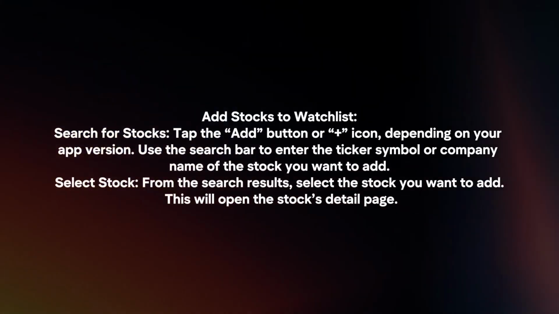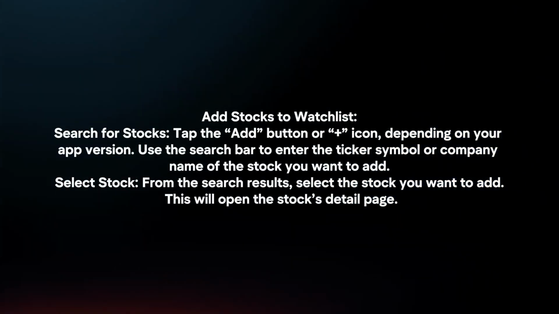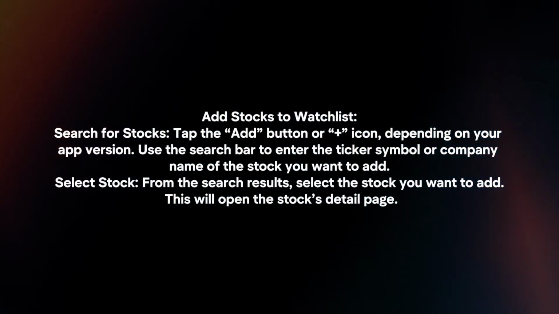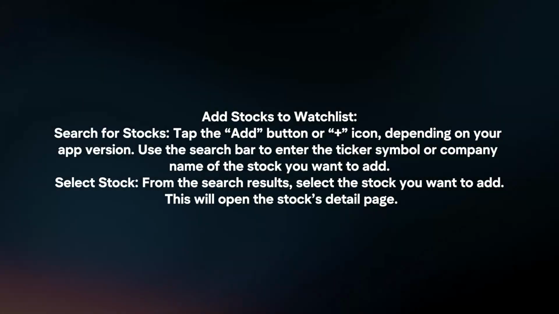Add stocks to watchlist. Search for stocks. Tap the add button or plus icon, depending on your app version. Use the search bar to enter the ticker symbol or company name of the stock you want to add.